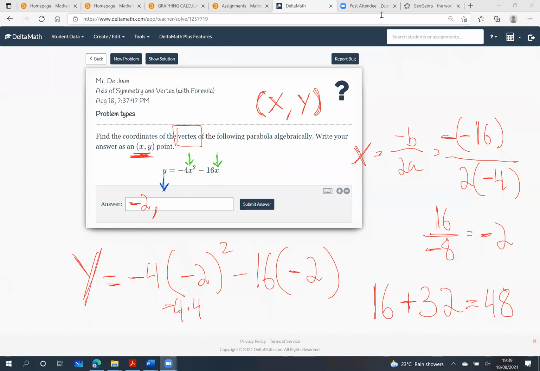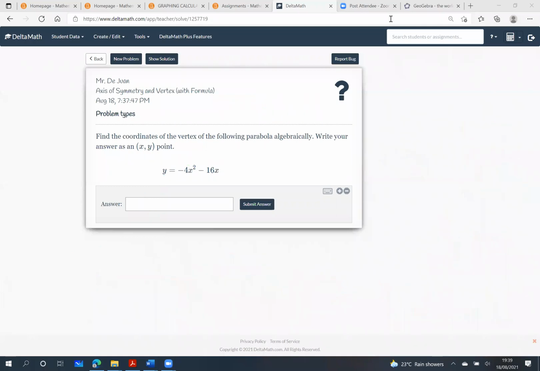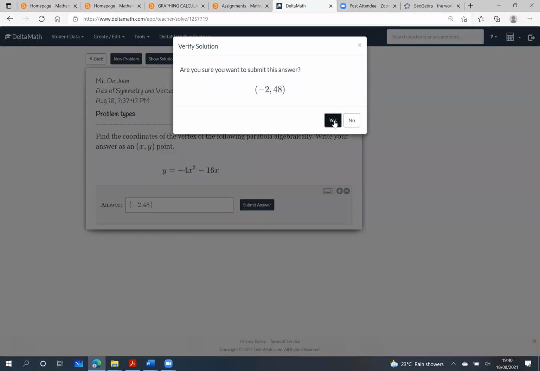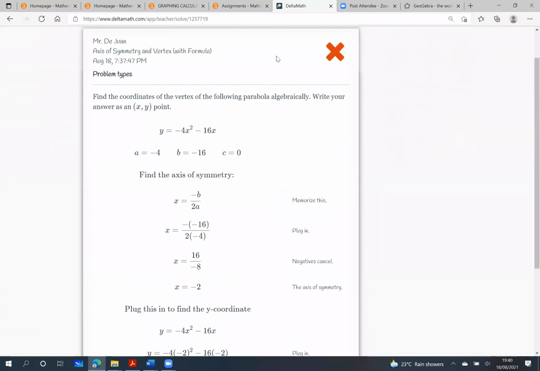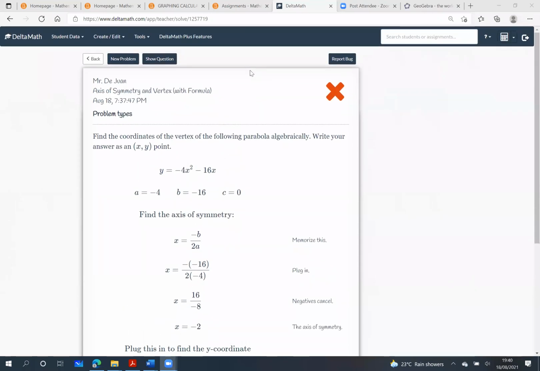Let me just erase this so that we can see it. Pause the video if you need it. Negative 2, comma, oops, I forgot to put the brackets. Negative 2, comma, 48 is going to be our vertex. Like I said, don't do this late because you're going to make errors like I do. Don't do this late because you will make errors like I just did.